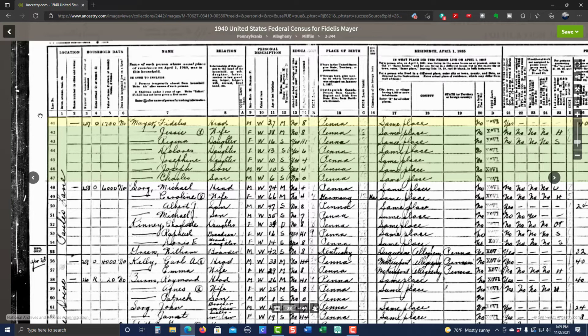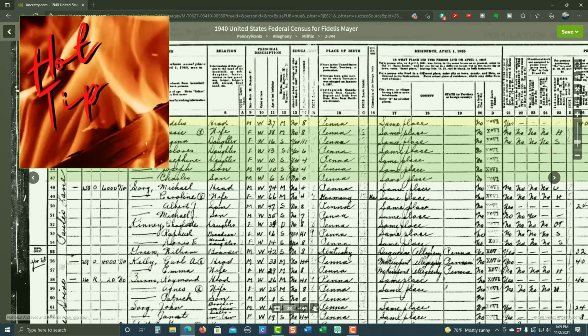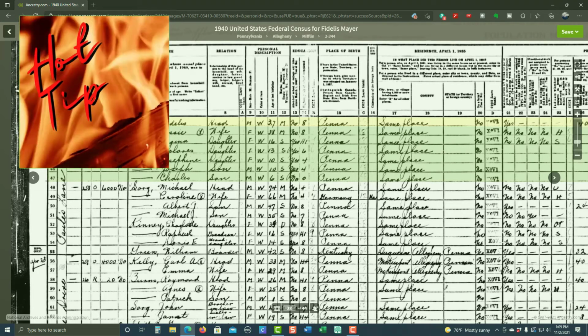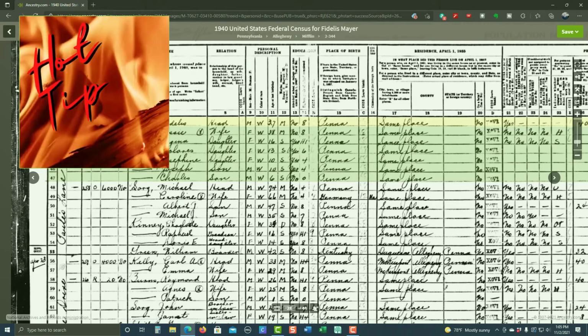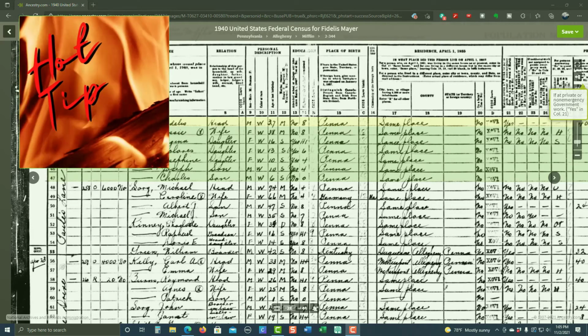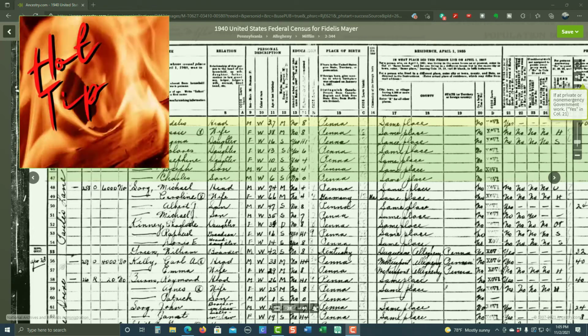Paul's, P-A-U-L-E-S. Now, you look at column 2. Wait a minute. What's that? Oh, time for a hot tip. Okay, this is a hot tip that I think will be very useful to you.